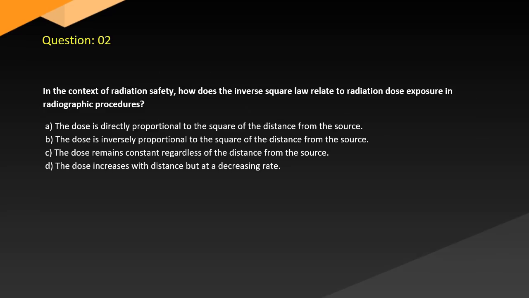Question 2. In the context of radiation safety, how does the inverse square law relate to radiation dose exposure in radiographic procedures? A. The dose is directly proportional to the square of the distance from the source. B. The dose is inversely proportional to the square of the distance from the source. C. The dose remains constant regardless of the distance from the source. D. The dose increases with distance but at a decreasing rate.